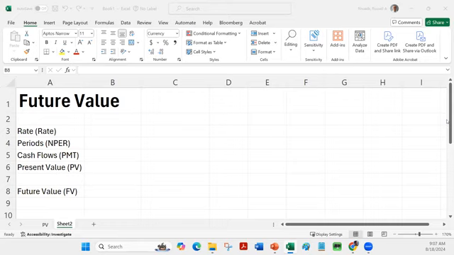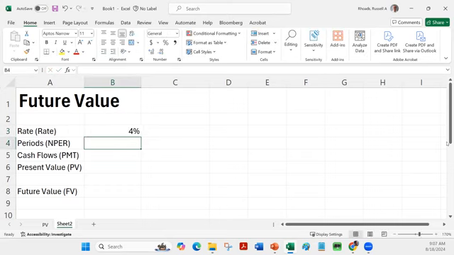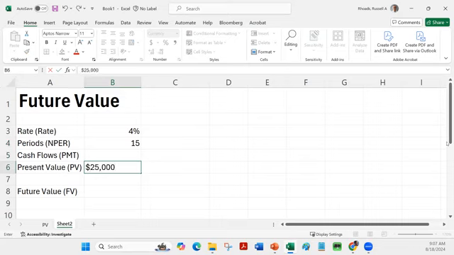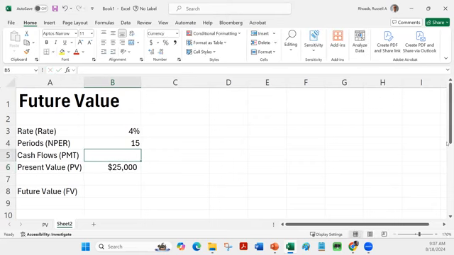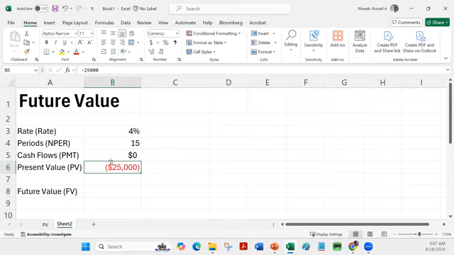So let's just say we can make 4% in this case. We can make 4% a year. And we're curious how much we're going to have in 15 years if we deposit $25,000 in an account that pays 4%. For now, I'm just going to put 0 in cash flows. We're going to make an assumption that we are depositing $25,000, but we're not going to put any more money into that account. And do note that I have made the present value negative.